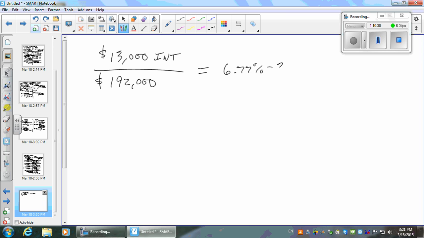Is it 3 months? Take it times what? 4. What's the interest rate? 27.1.